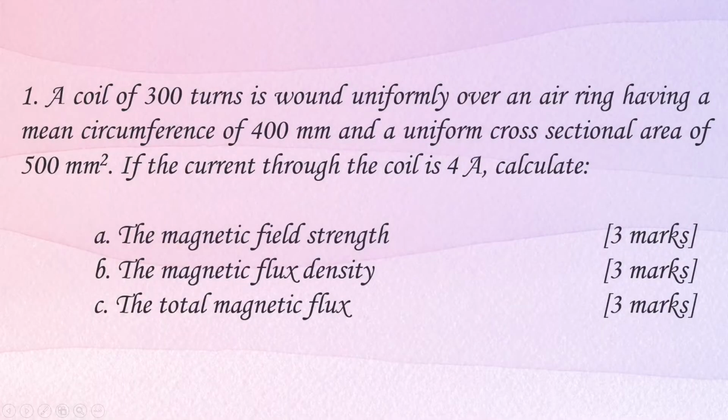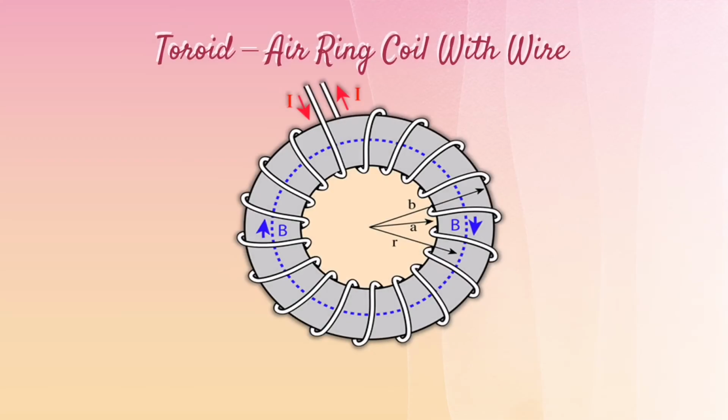In question 1, it shows that a coil of 300 turns is wound uniformly over an air ring having a mean circumference of 400 mm and a uniform cross-sectional area of 500 mm square. If the current through the coil is 4 ampere, calculate the magnetic field strength, the magnetic flux density, and the total magnetic flux. Well, coiling a wire uniformly over an air ring will create a toroid.